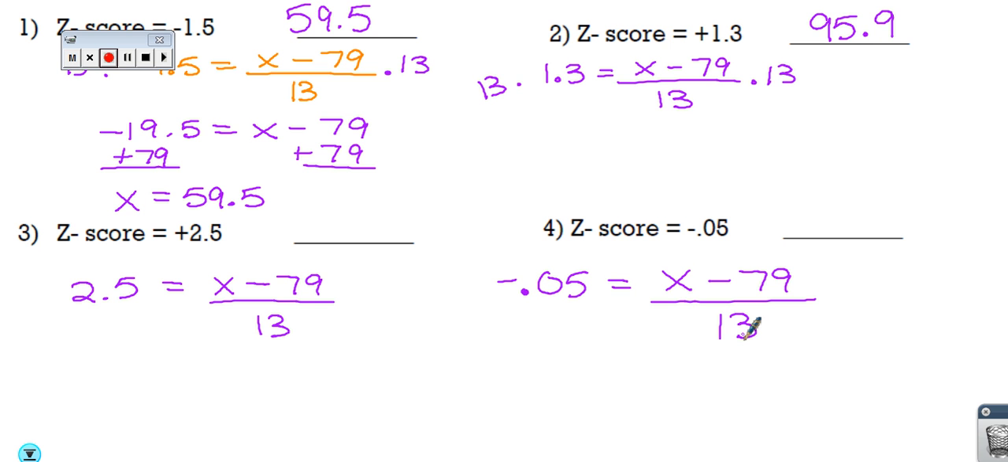So for all of these, the process is pretty similar. I'm starting by multiplying both sides by 13, and then I add 79. So for number 3, we should have 136.5, and for 4, 78.35.